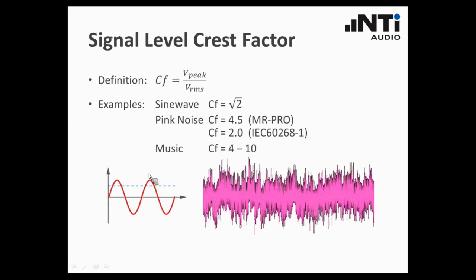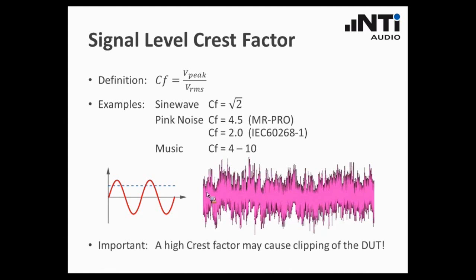Just for comparison, if we look at a music or speech signal, we have typical crest factors of 4 to 10. So that also shows you that this 4.5 crest factor of pink noise in the MR-PRO is a pretty good reference or representation of a real-world signal.